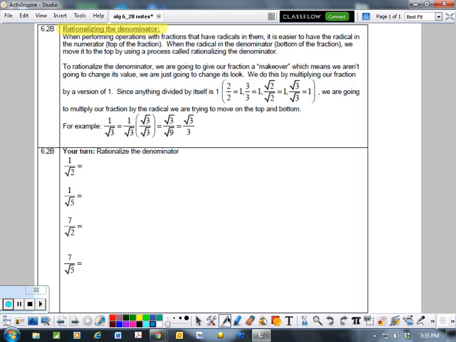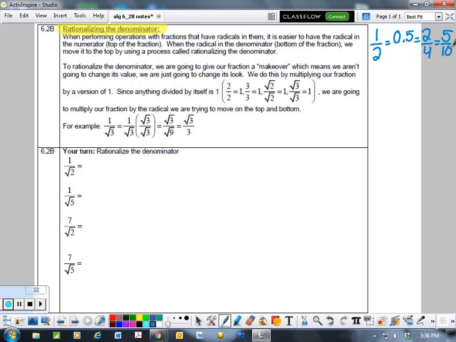Very similar to saying that 1/2 is the same thing as 0.5, which is the same thing as 2/4, which is the same thing as 5/10. They're all the exact same value, just different looks to them. And so what we're going to do is take our fraction and give it a new look. We're going to give it a makeover. And we're going to do that by multiplying our fraction by a version of 1.